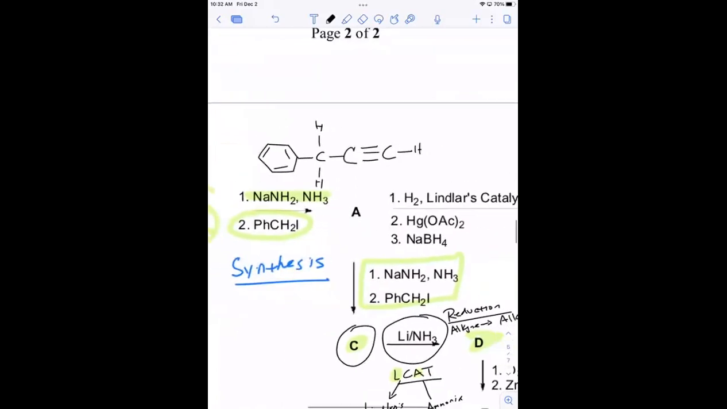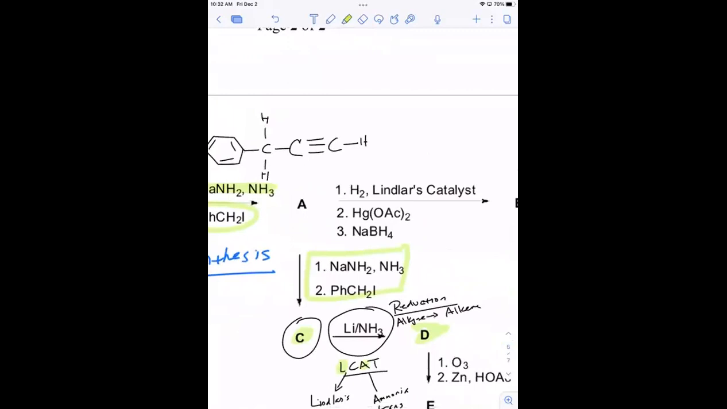Right, and we're gonna treat it with H2 and Lindlar's catalyst, followed by oxymercuration. What is H2 and Lindlar's catalyst gonna give on a triple bond? What does it do to the triple bond?